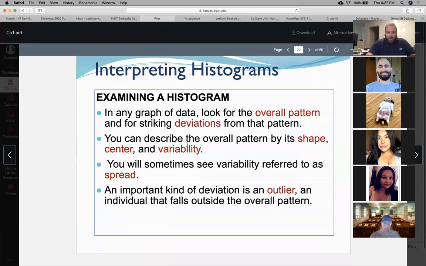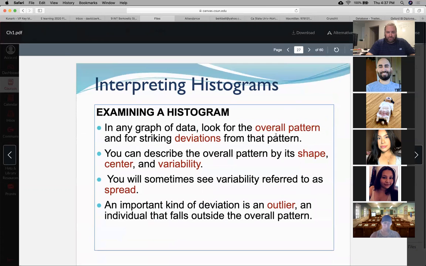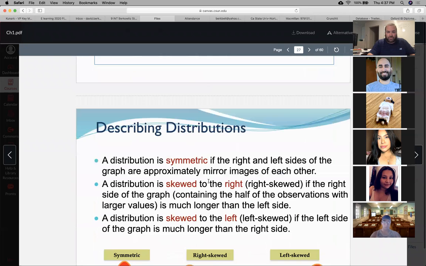All right, and what are the things that we look for? We look for the overall pattern in terms of whether it's symmetric, right skewed, or left skewed. Are there any deviations or outliers? I guess the pattern includes shape, center, and variability. Where's the middle? How spread out is it? And are there any outliers? So those are the big things for histograms.